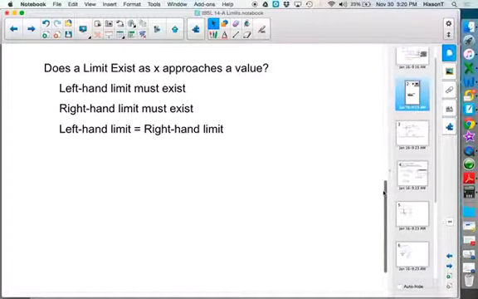Okay? One side was approaching 0, the other side was approaching 2. So while both left and right-hand limits existed, they weren't equal, so the limit didn't exist. Okay?